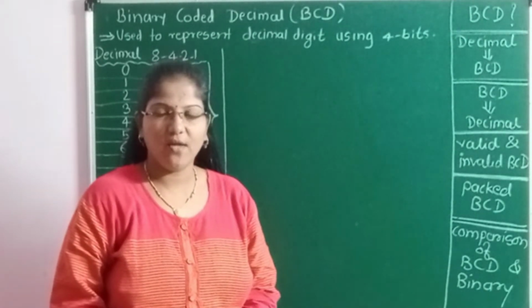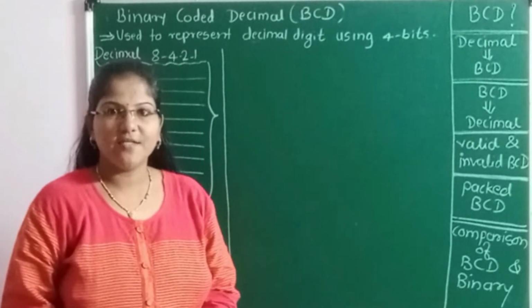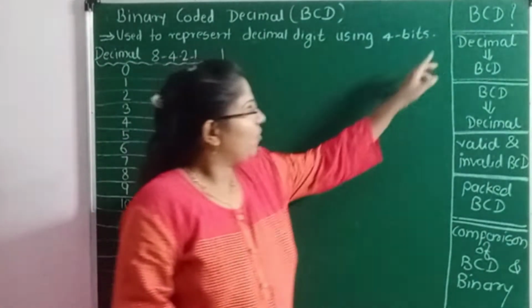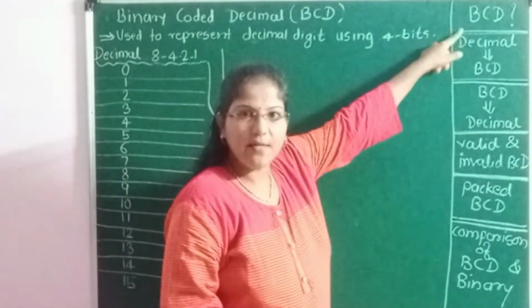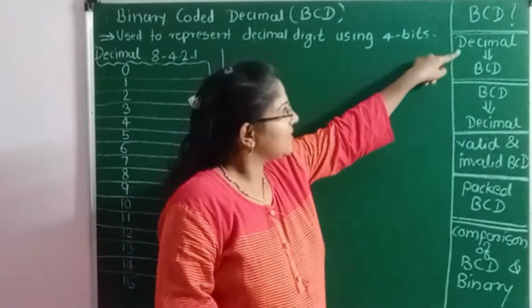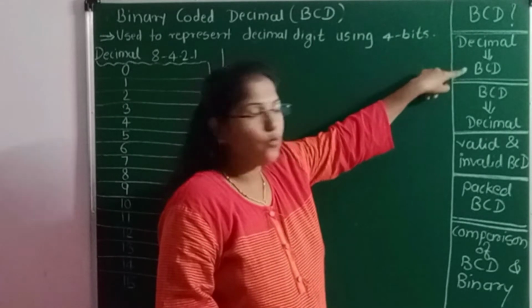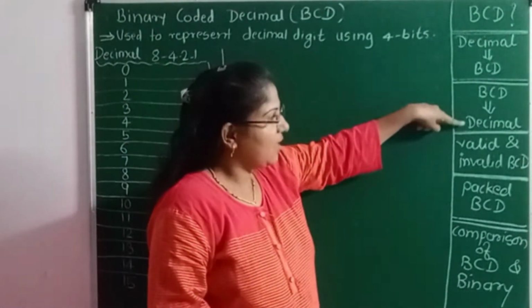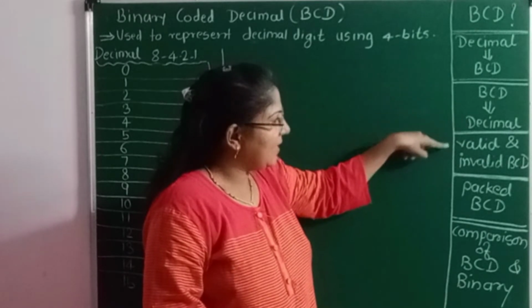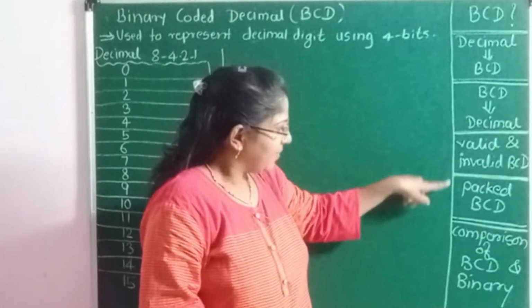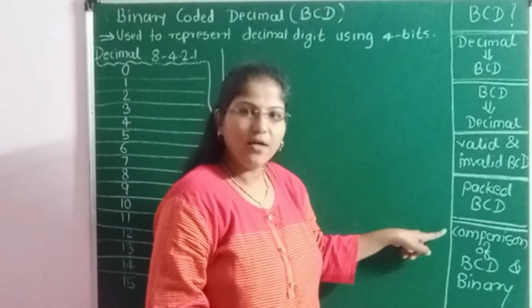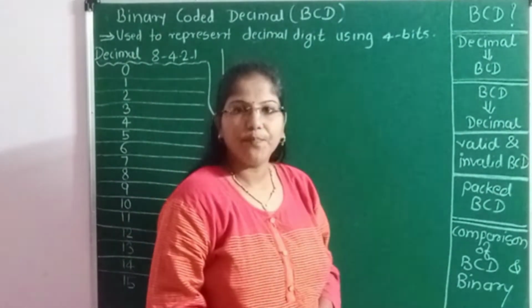In today's session we are going to see BCD, that is binary coded decimal. So today we will see all these points. First one is what is BCD. Second one is if the decimal number is given, then how to convert it to the BCD. Then how to convert BCD to the decimal. Then valid and invalid BCDs. Then packed BCD. And the last one is comparison or difference between the BCD and binary.